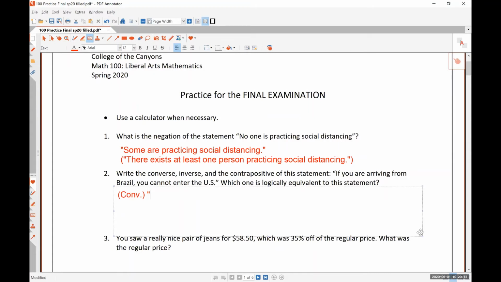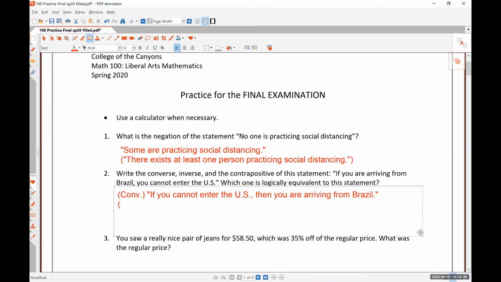All right. So what does that mean in this case? It means if you cannot enter the U.S., then you are arriving from Brazil. That's the converse, okay? If you cannot enter the US, then you are arriving from Brazil. Notice here I have switched the antecedent with the consequent, or the hypothesis with the conclusion, okay? That is called the converse.